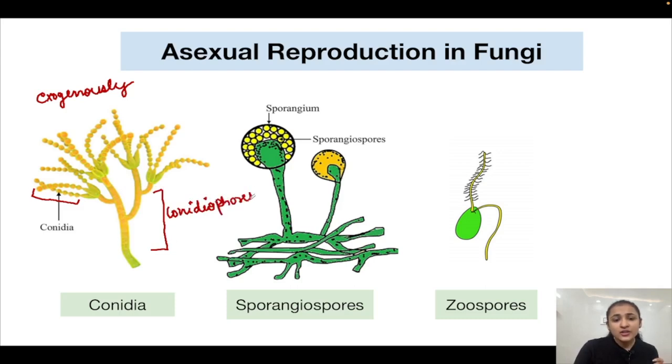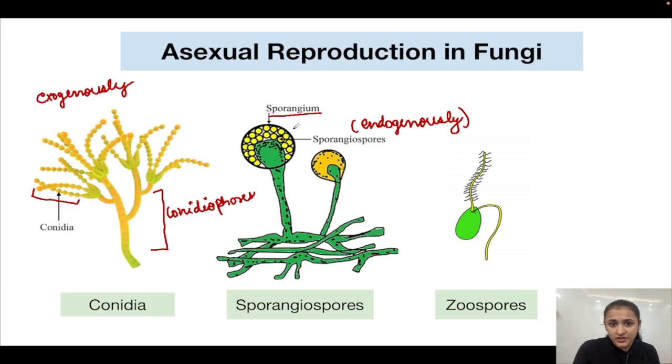Conidiospores are the structures bearing conidia. Now sporangiospores are produced endogenously, that is, inside. The conidia were produced externally, exposed to the outer surface, but sporangiospores are produced internally within the structure known as sporangium.